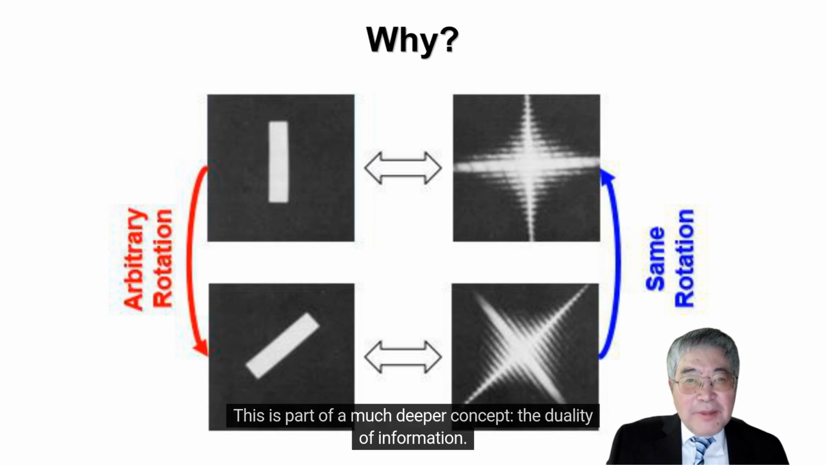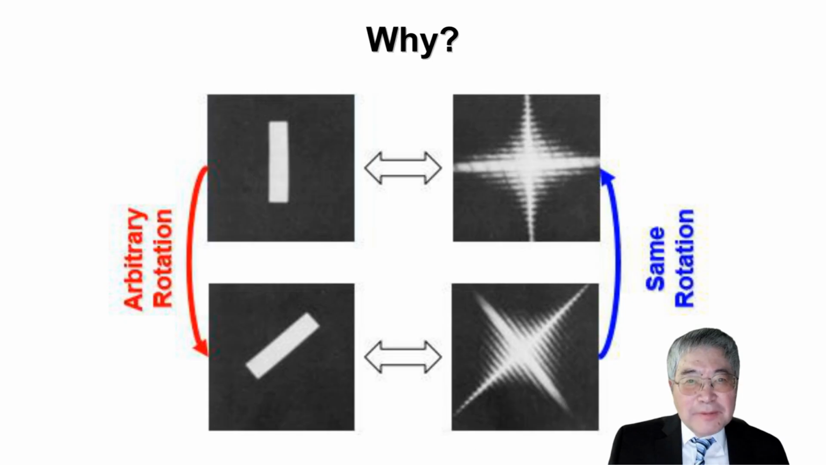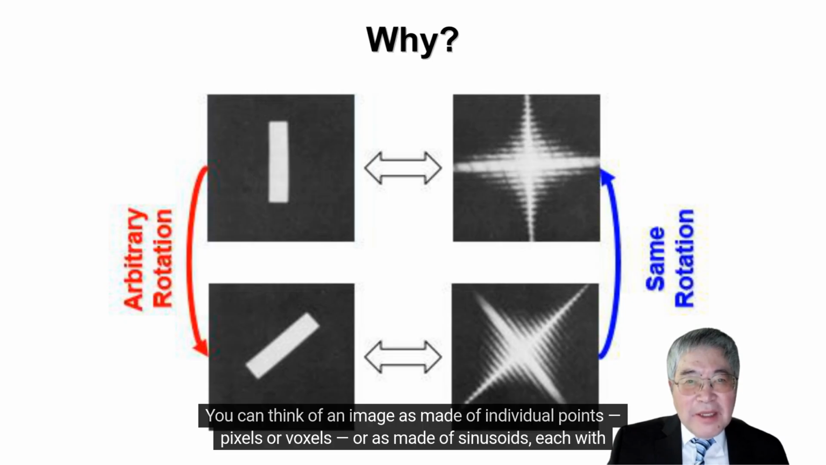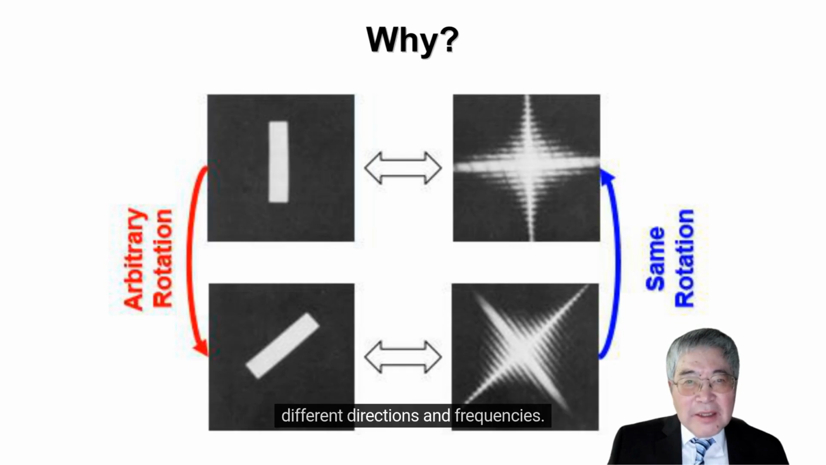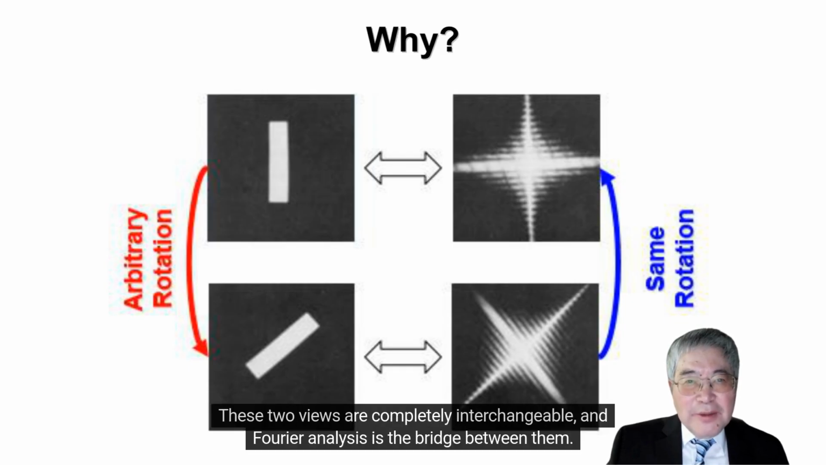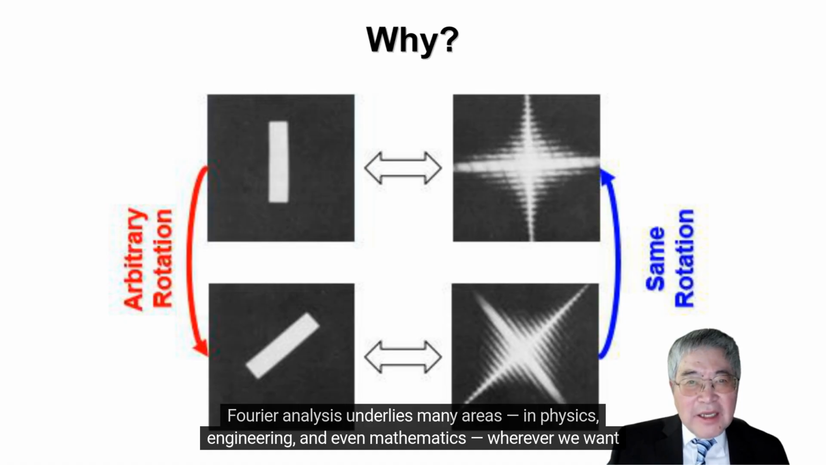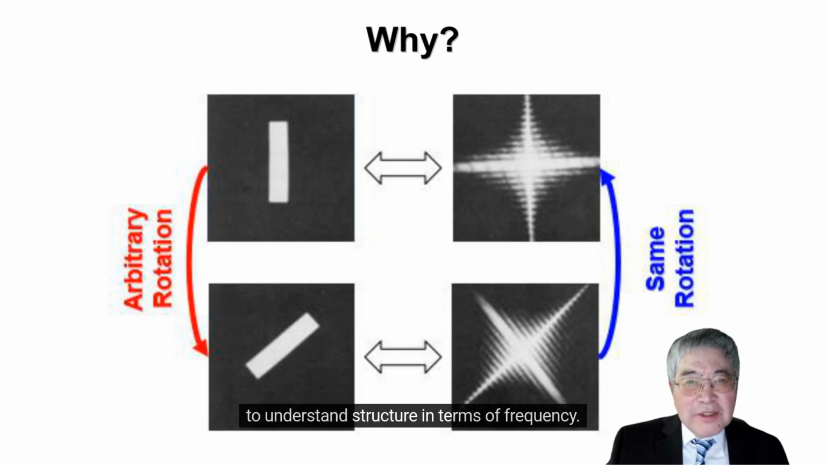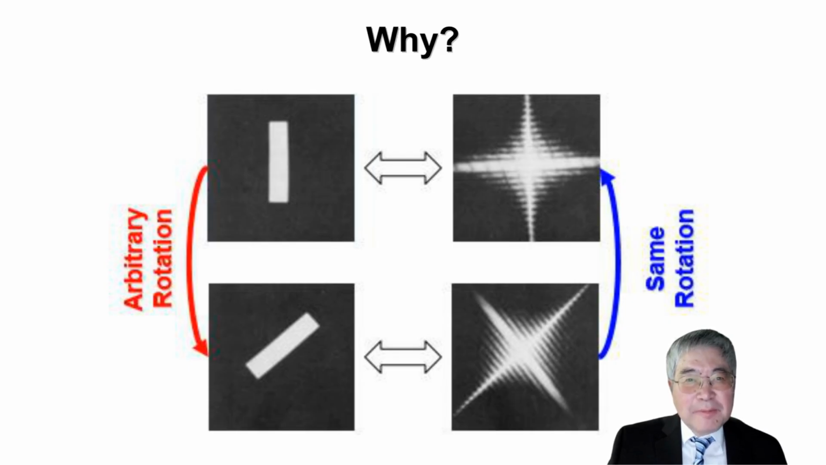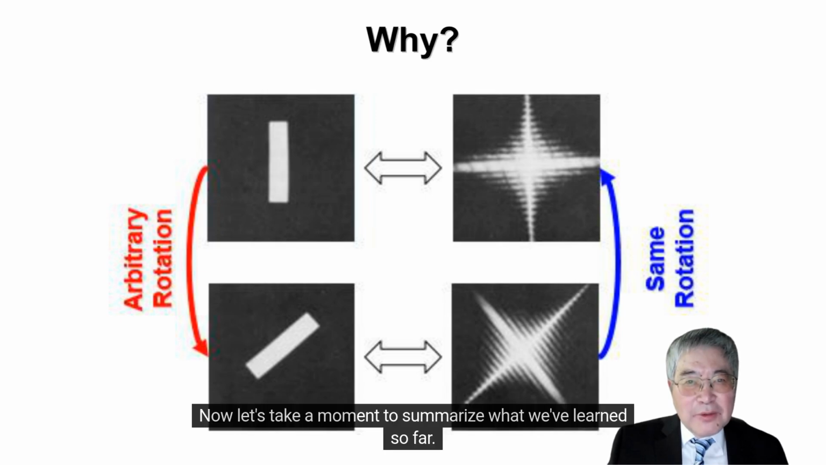This is part of a much deeper concept, the duality of information. You can think of an image as made of individual points, pixels or voxels, or as made of sinusoids, each with different directions and frequencies. These two views are completely interchangeable, and Fourier analysis is the bridge between them. That's why this topic is so foundational. It's not just about imaging. Fourier analysis underlies many areas in physics, engineering, and even mathematics, wherever we want to understand structure in terms of frequency. Now let's take a moment to summarize what we've learned so far.